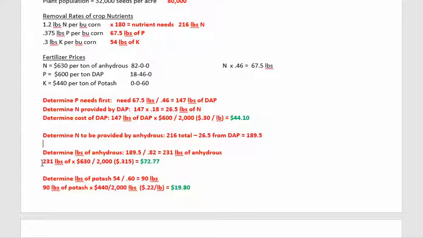Again, the pounds of fertilizer needed times price per pound of fertilizer. The price per ton divided by 2,000 pounds gives us the price per pound of fertilizer. 231 pounds times price per pound gives us $72.77 as the cost of anhydrous.